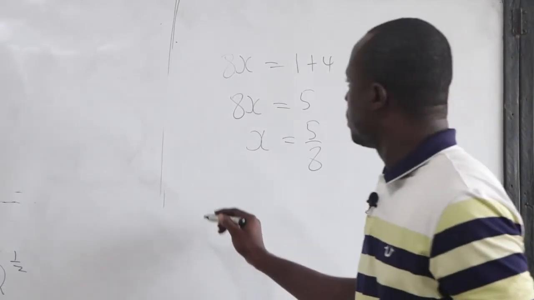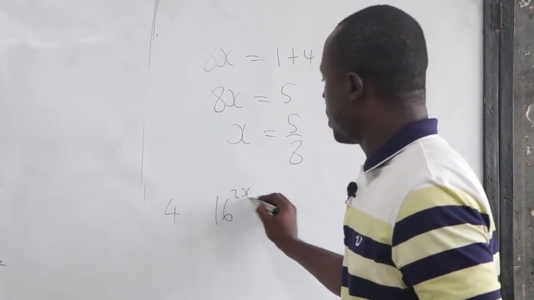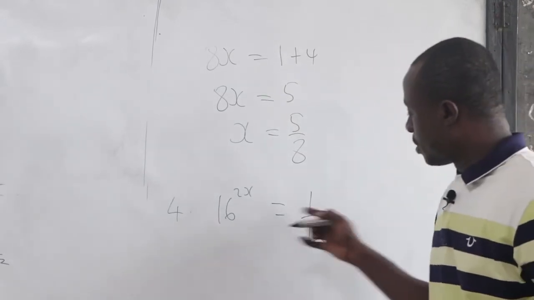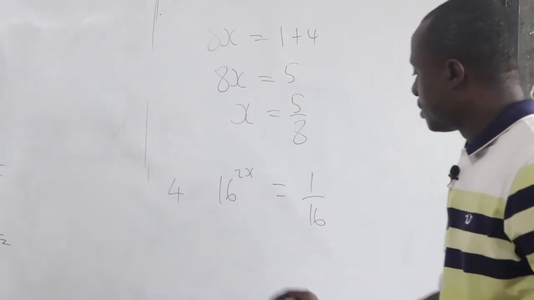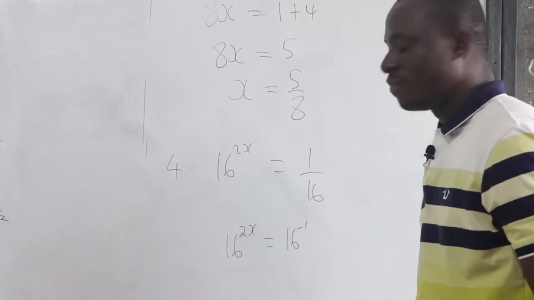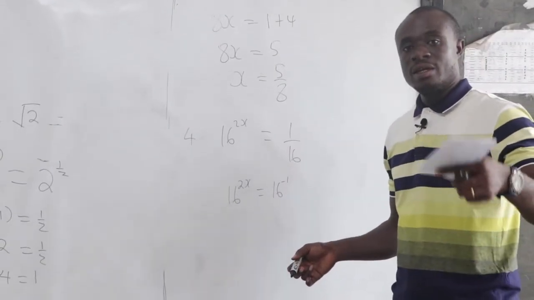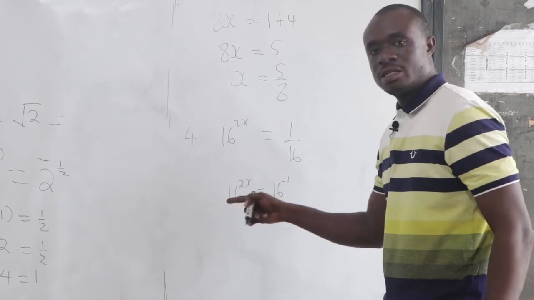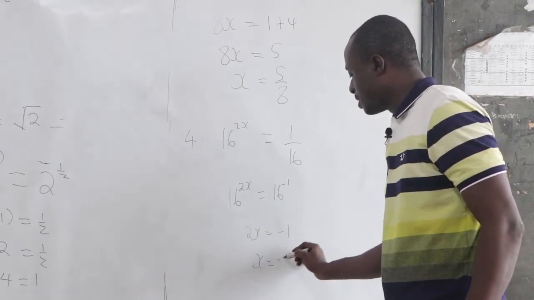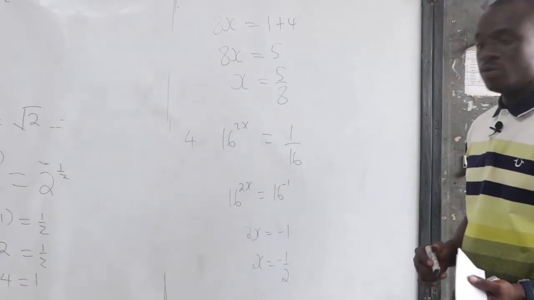Now let's see question number 4. We have 16 to the power 2x equal to 1 over 16. Now looking at this side, we can change this so that the bases will be the same. So you have 16 to the power 2x equal to 16 to the power negative 1. To make the base the same, you know a to the power negative n is 1 over a to the n. Clearly the bases are the same, so we equate the exponents. We have 2x equal to negative 1. So x is negative 1 over 2. We divide both sides by 2.